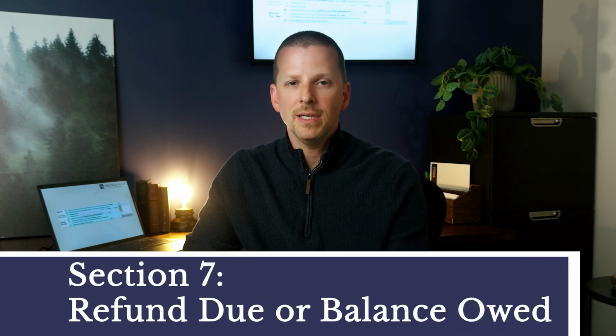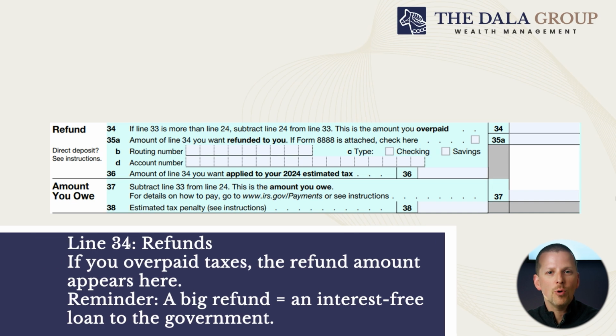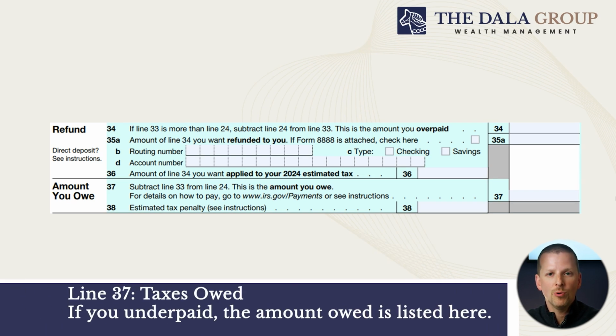Now section 7 is the refund due or balance owed. Finally, the moment of truth. How close were you to paying the right amount? If you overpaid, you get a refund on line 34. While getting a big refund feels good, it means you've been giving the government an interest-free loan. If you've underpaid your taxes, the amount you owe is on line 37.